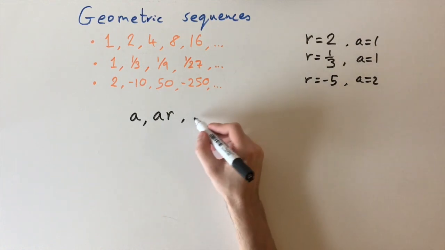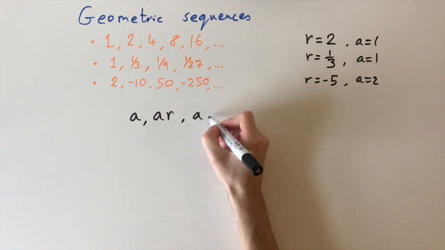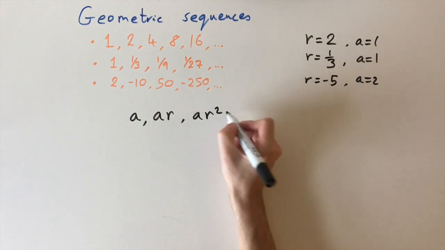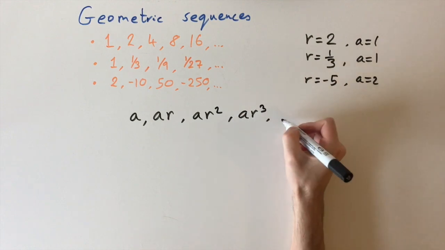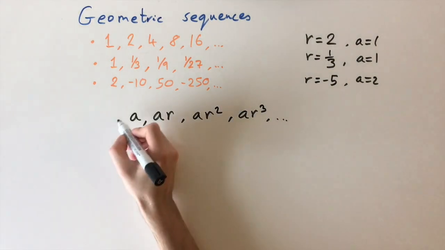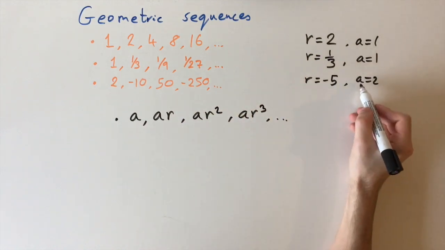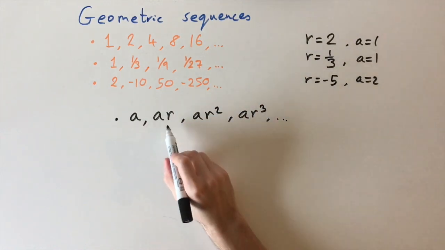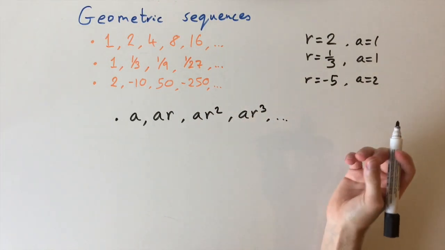And then for the third term, this is the same thing. We multiply the previous term by r again. So we get a times r times r, which is ar squared. And then the fourth term is ar cubed, and this carries on until infinity. So this is really the general form of a geometric sequence, where a is the initial value and r is the ratio. And then we can think about the general nth term in the sequence.